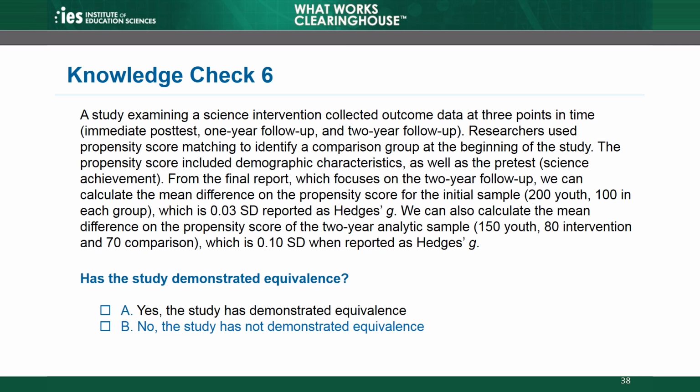B is the correct answer. The study has not demonstrated equivalence. Propensity scores are appropriate for forming groups, but studies cannot use them to demonstrate equivalence. The study authors need to report baseline statistics for the individual measures required by the review protocol to demonstrate equivalence.